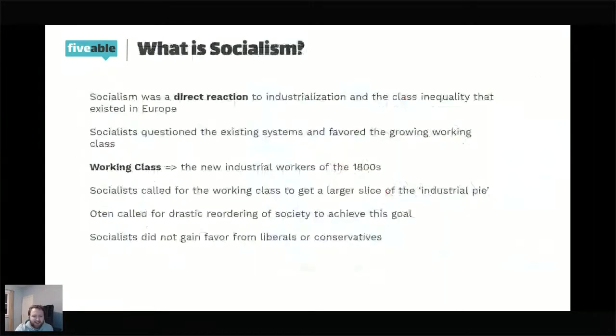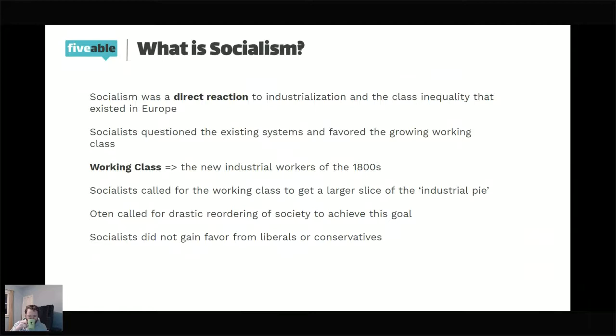Okay, so let's talk about socialism. What is socialism? First and foremost, socialism is a direct response to industrialization and the class inequality that already existed in Europe. So what do I mean by that? Socialism is a response to the fact that you have all of these people moving into the cities, all of these workers working in factories. They are working for a very small wage, in dangerous conditions, for long hours. And if they complain, if they decide they don't want to work 12 hours a day, guess what? They're fired and we hire the next guy, because there is a long line of people that don't have jobs that want them. That's the situation we're in here.